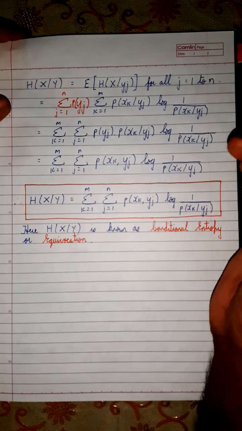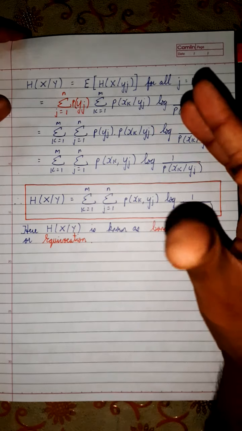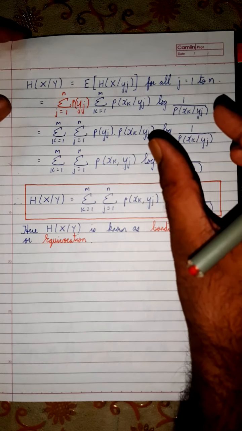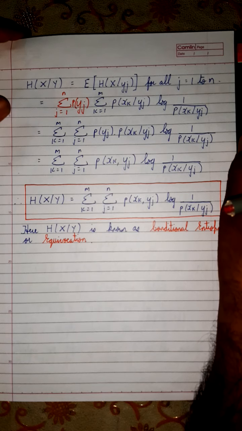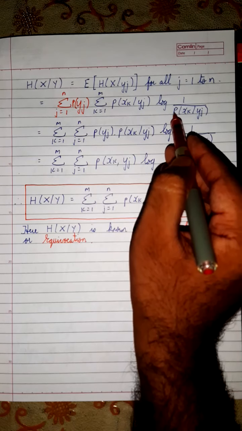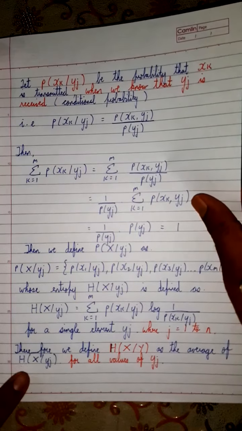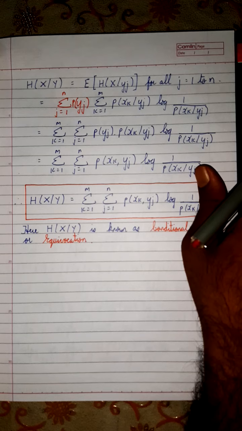So like I said before, how do we take the average? By simply multiplying each and every one of its elements with its corresponding probability. So that's why I multiply this h of x by yj. Simply multiply h of x by yj with sigma j is equal to 1 to n p of yj. That's all.